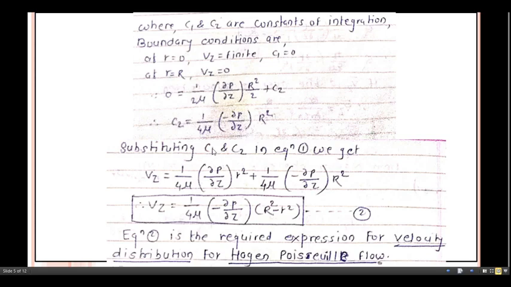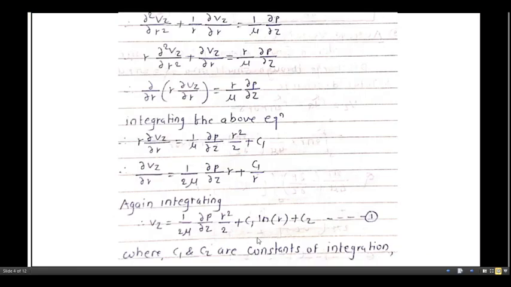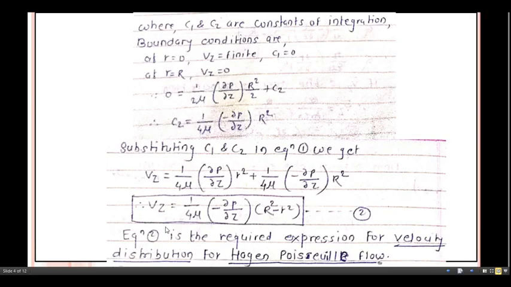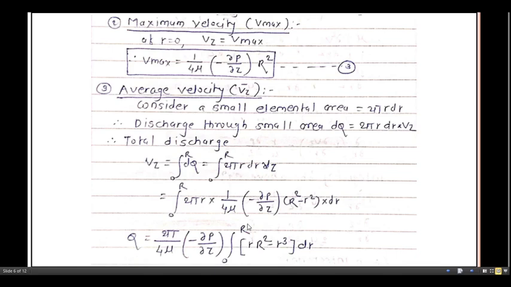Now substitute the values for c1 and c2 in equation number 1. Substituting both values, we can get the velocity distribution expression in this way: vz equals 1 upon 4 mu into minus dabba p by dabba z into capital R square minus small r square. So this is the required expression for the velocity distribution for Hagen-Poiseuille flow.